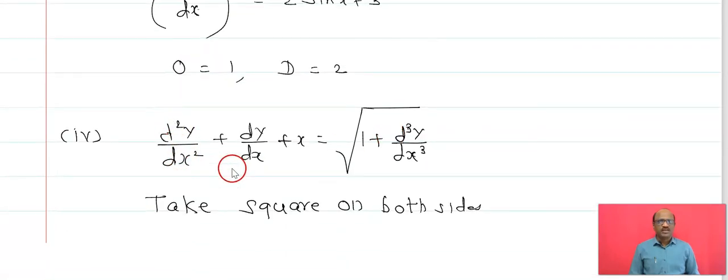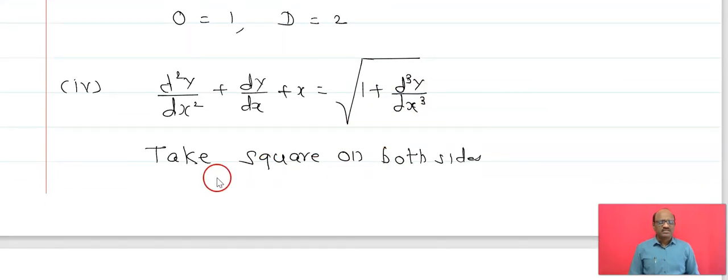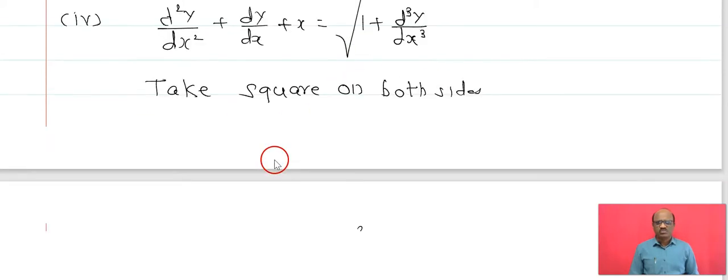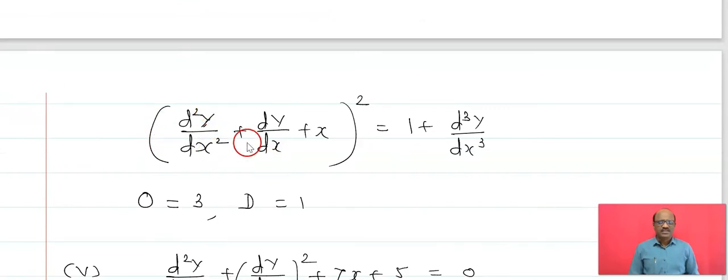Fourth one, d2y upon dx square plus dy by dx plus x equals square root of 1 plus d3y by dx cube. Now to solve this, take the square on both sides, because the right hand side is a square root, that is why we are squaring on both sides. Therefore d2y by dx square plus dy by dx plus x bracket square equals 1 plus d3y upon dx cube. Now the highest order here is 3, order is 3. And what about its exponent? Its degree is 1. Therefore order is 3 and the degree is 1.